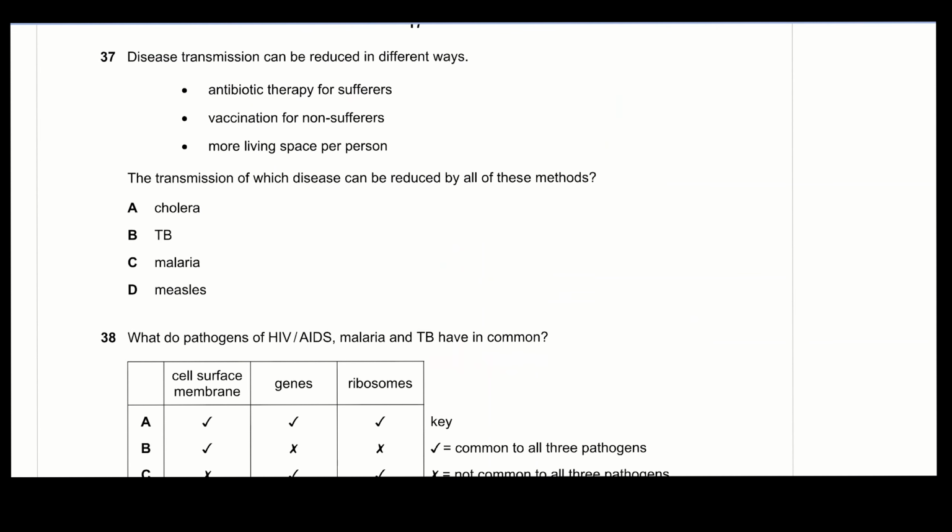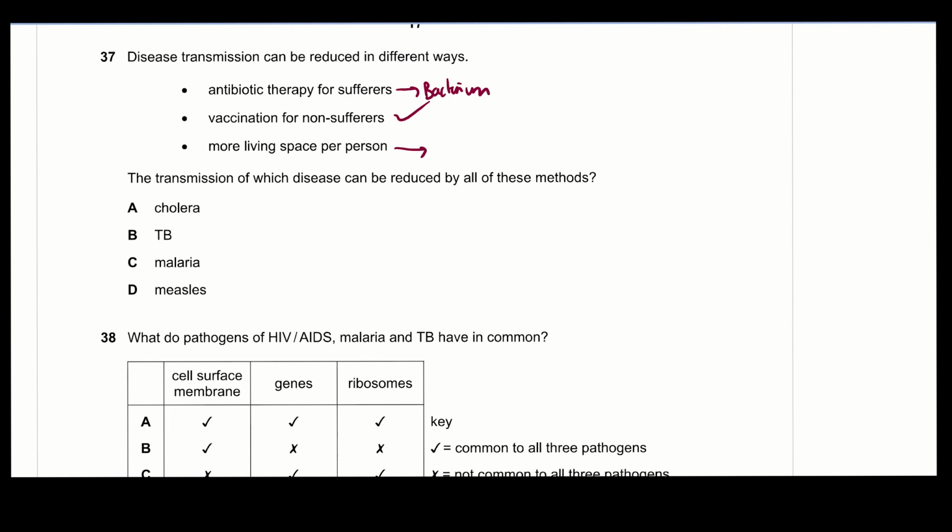37. Disease transmission can be reduced in different ways. Antibiotic therapy, vaccination, more living space per person. The transmission of which disease can be reduced by all these methods? Let's start. Antibiotic therapy means that this is definitely going to be a bacterium. Vaccination for non-sufferers. It protects against all of these. More living space per person.